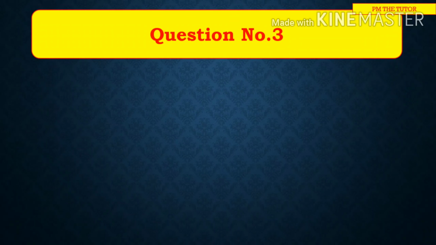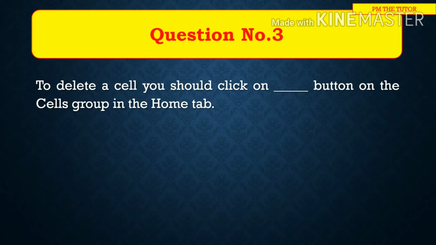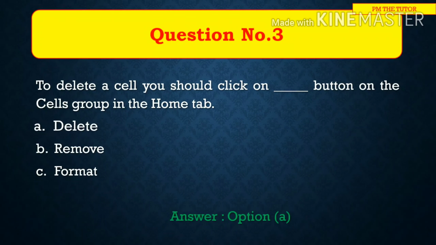Next question, question number 3. To delete a cell, you should click on the dash button in the cells group in the home tab. Options are delete, remove or format. Right option is option A, that is delete.